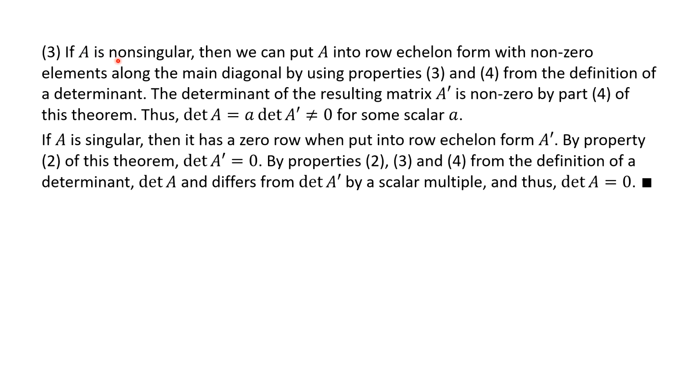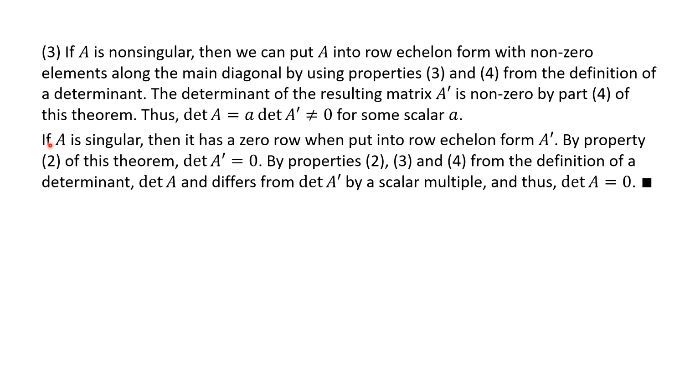So taking the first case, if A is non-singular, then we can put A into row echelon form with non-zero elements along the main diagonal by using properties 3 and 4 from the definition of a determinant. The determinant of the resulting matrix, which we'll call A prime, is non-zero by part 4 of this theorem. Thus, the determinant of A equals some constant times the determinant of A prime, which does not equal 0. In other words, the determinant of A does not equal 0.